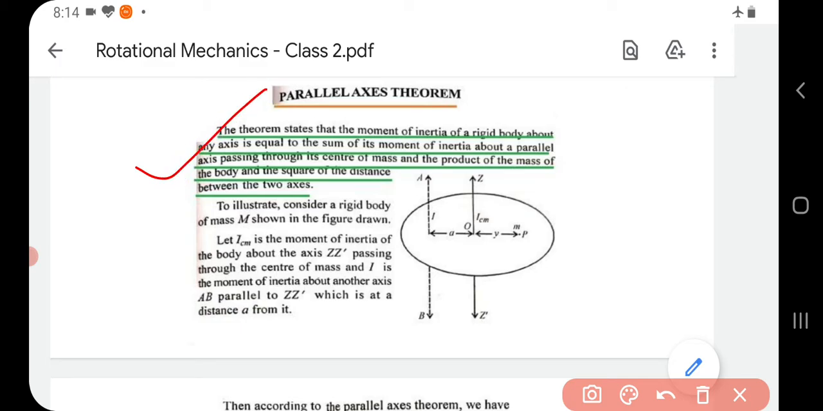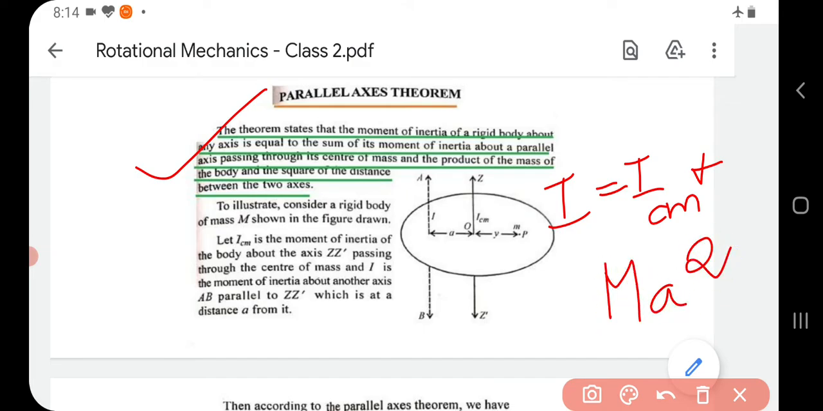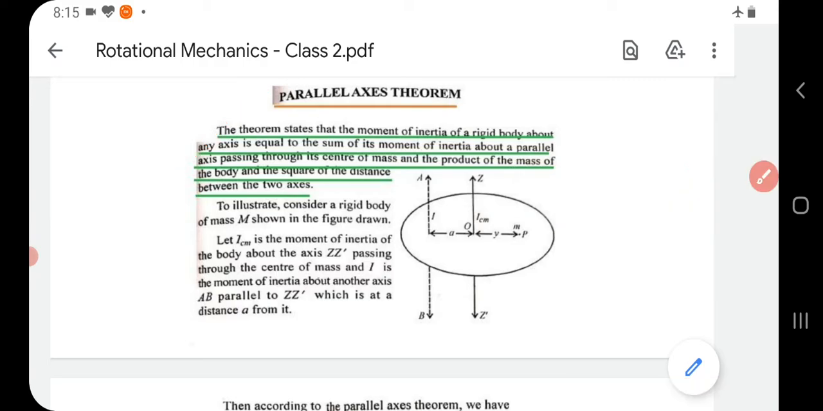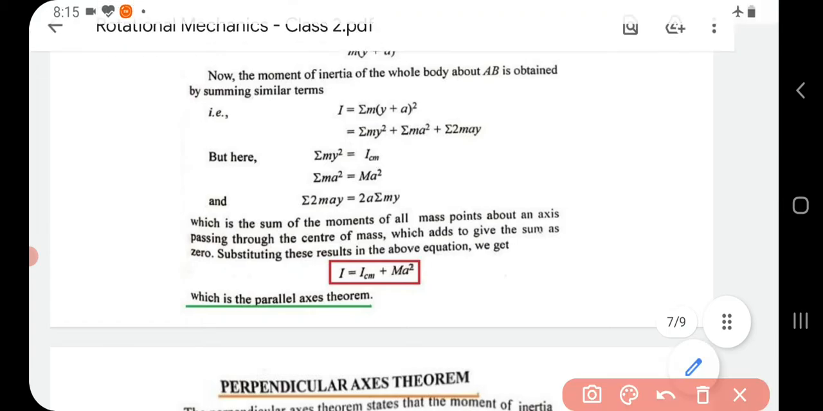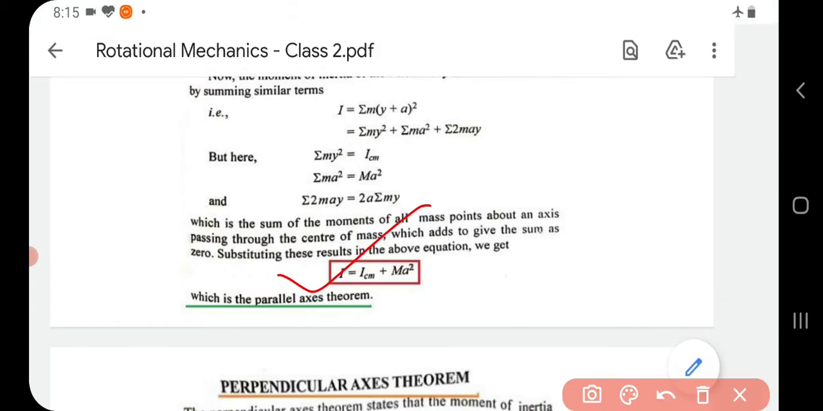Moment of inertia of a rigid body about any axis is equal to the sum of its moment of inertia about a parallel axis passing through its center of mass and the product of the mass of the body and the square of the distance between the axes, that is I equal to I_CM plus Ma square. That is the mathematical representation of the statement.